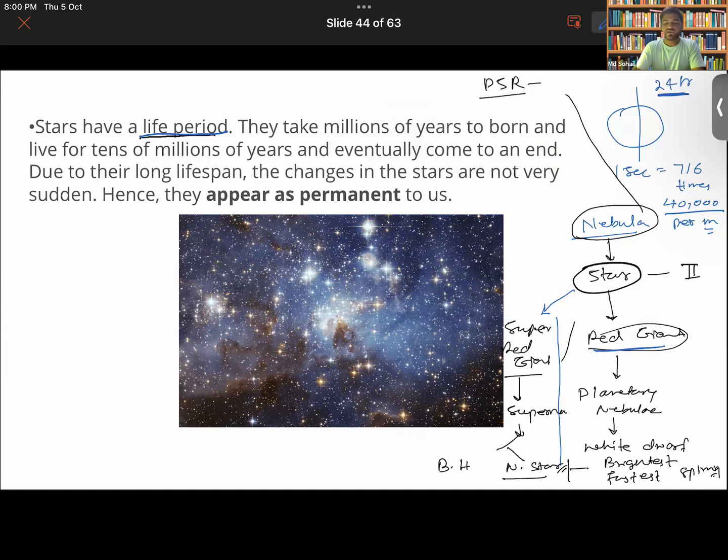Interestingly, I was going through a verse in Quran. There also I found some mention of this neutron star. I will be giving the reference in the next class if you guys are interested.